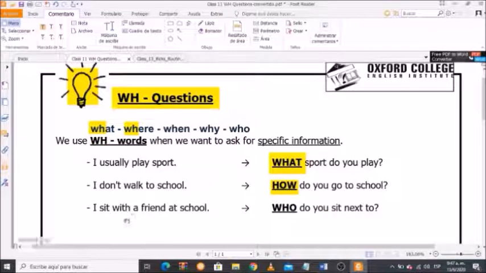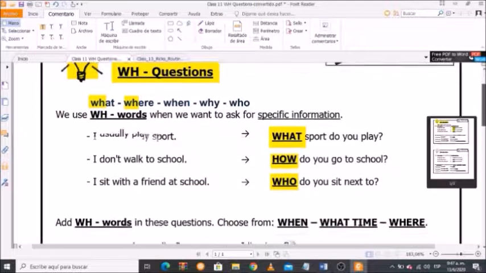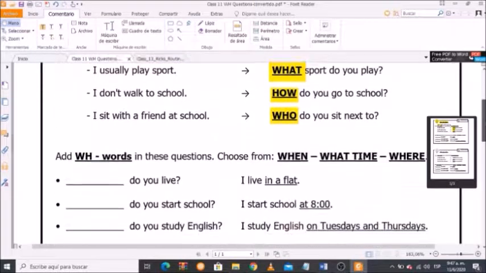And the last sentence says, I sit with my friend at school. Okay, who do you sit next to? Es decir, entre todos tus amigos posibles, ¿con quién te sentás al lado? Who do you sit next to? Okay? So, now we can do this exercise here.